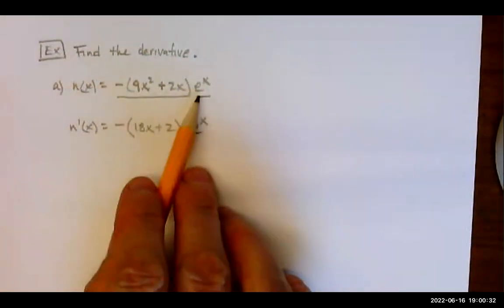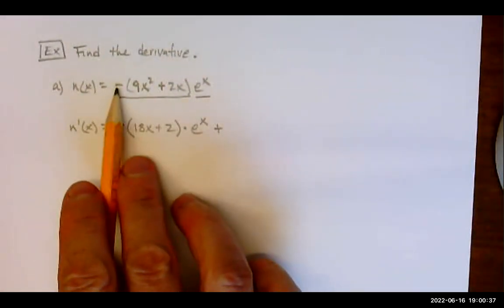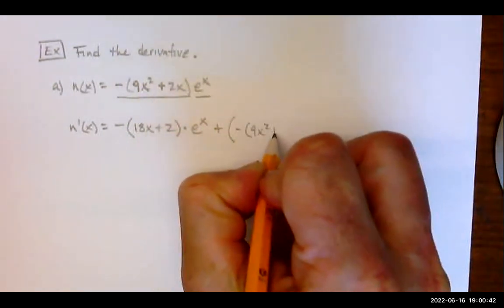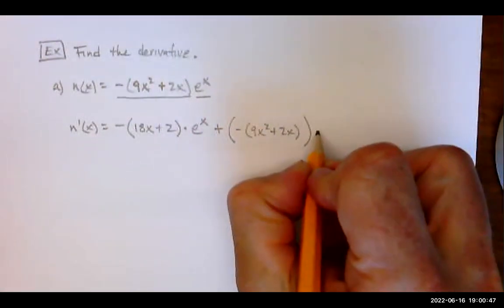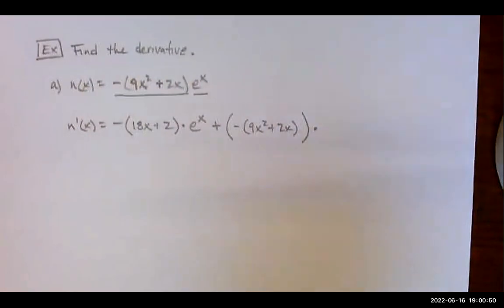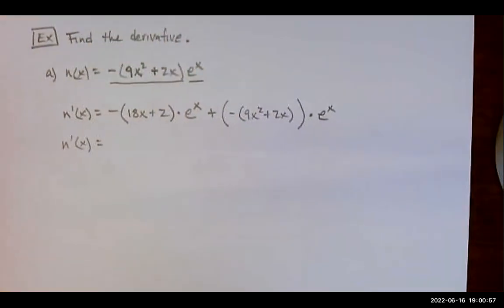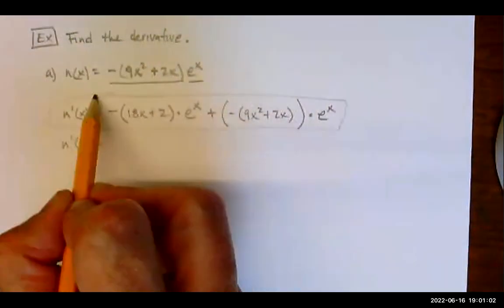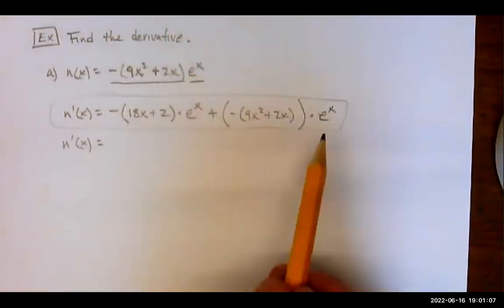So derivative and a copy, plus, and now we copy here, but it's negative 9x squared plus 2x. That gets multiplied by our derivative of e to the x. And now let's clean it up. If this was a quiz or a test, I'd be perfectly happy with this. No need to simplify anything. I can see the product rule happening perfectly.